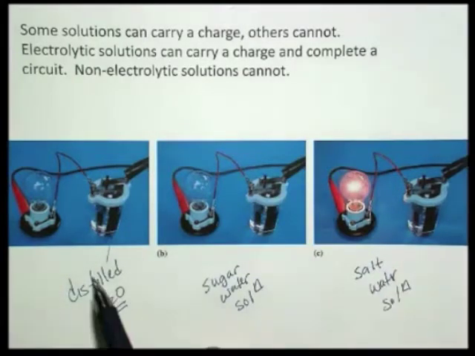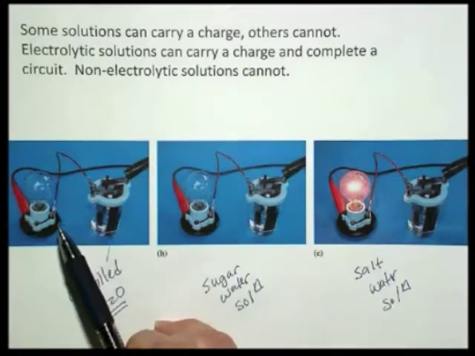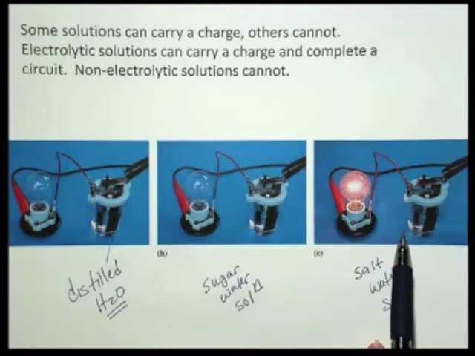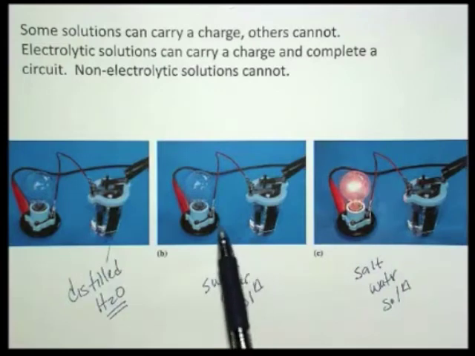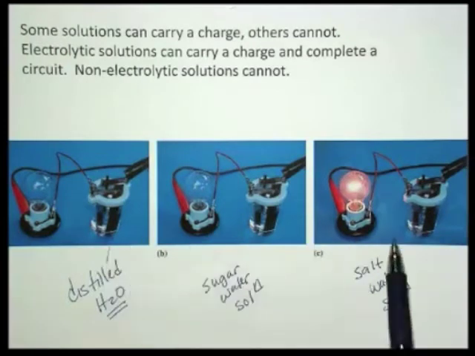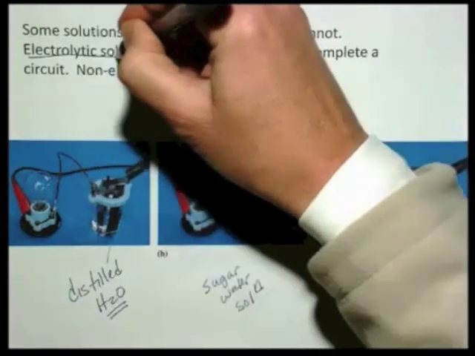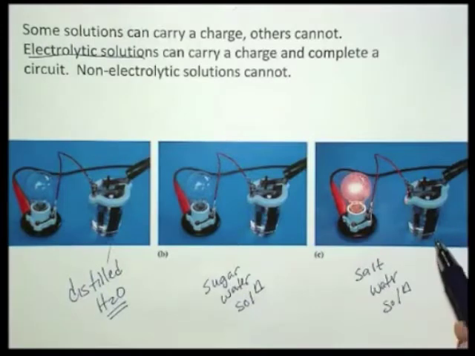And what the evidence shows you is that the circuit is complete only in the case of the salt water. That means that this particular solution can conduct electricity and these two can't. And whenever a solution can conduct electricity or carry a charge, then it's called an electrolytic solution. And the solute in the water would be called an electrolyte.